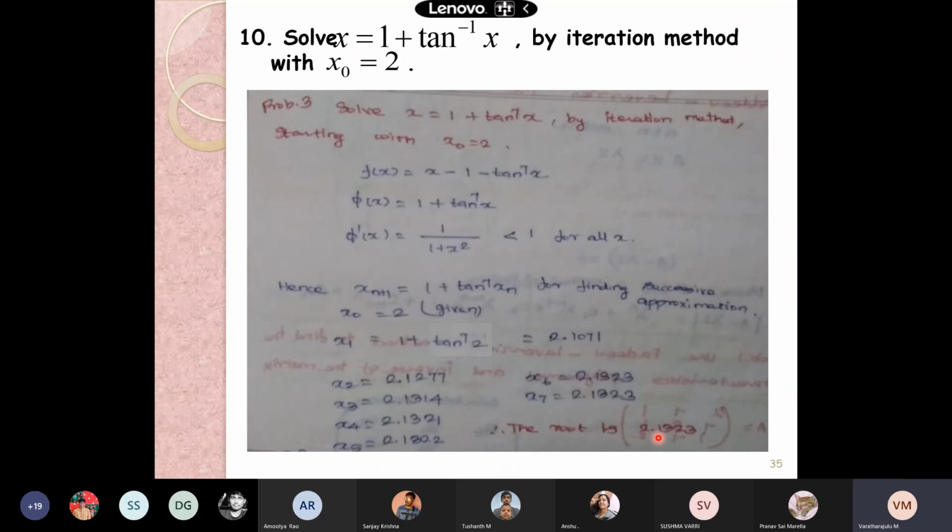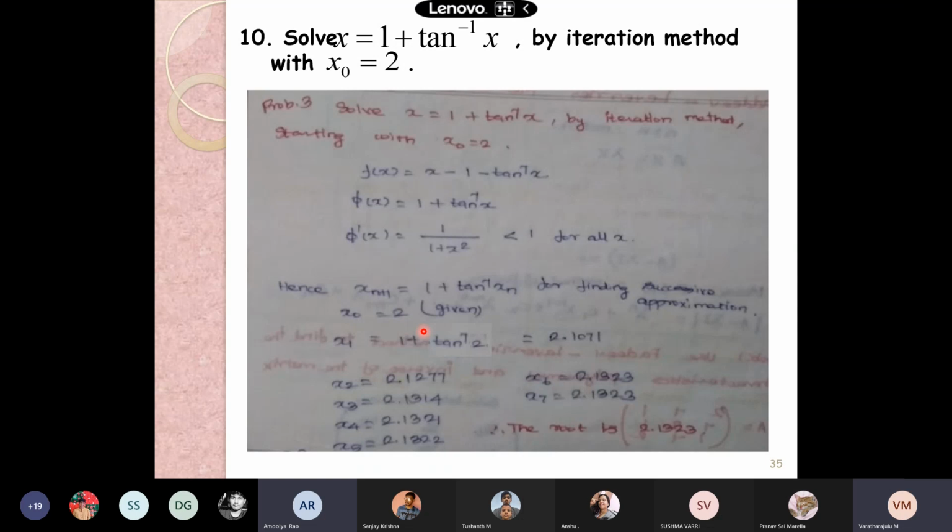Have you? Yes, sir. Now, what is our initial approximation? 2, right? Now press 2 and give equal to.